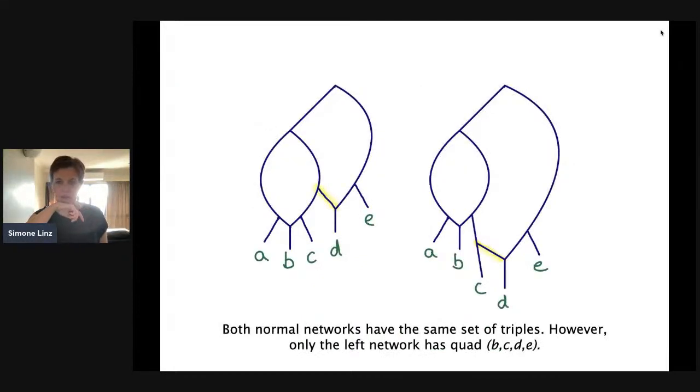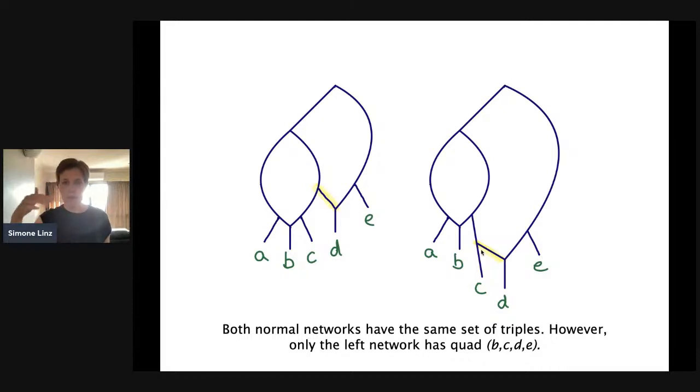And that was the starting point for a question that Charles Semple and I asked a few years ago. We wanted to know, can we extend that result to normal networks? So are normal networks encoded by their sets of triplets? And the answer to that, first of all, is no. If we look at these two networks, they're both normal. The only way in which they differ is by the attachment point of this arc. It attaches to the cycle in the first network and to the pendant edge directed into C in the second network, but they have exactly the same set of triplets.